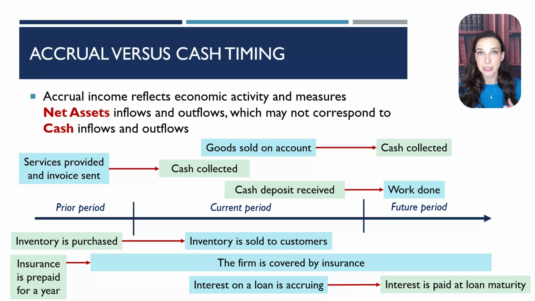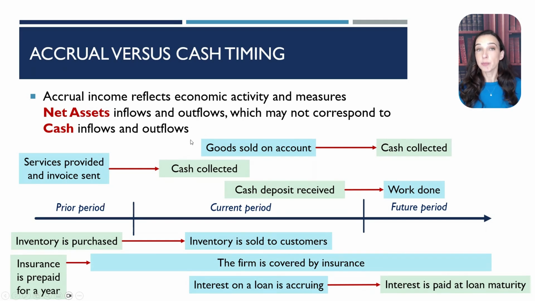So your net assets going up means maybe an asset went up, cash or another one, or maybe a liability went down. Net assets going down could mean that an asset went down or a liability went up. Both of those are possible. And that doesn't necessarily correspond to cash. Let's start by thinking about sales. So we have this kind of very rudimentary timeline. We have some prior period, current period, and future period.